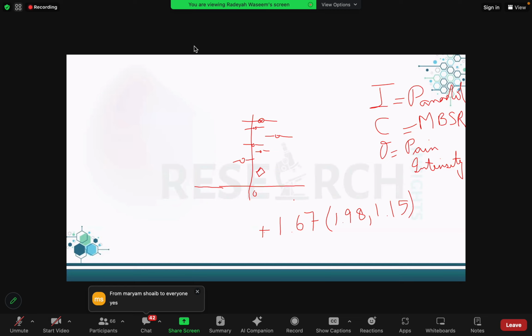My first question is, what will be the effect size I will use for this? Pain intensity, what will be the effect size? Will it be weighted mean difference or will it be standardized mean difference? Excellent, standardized mean difference, okay? So I have standardized mean difference.